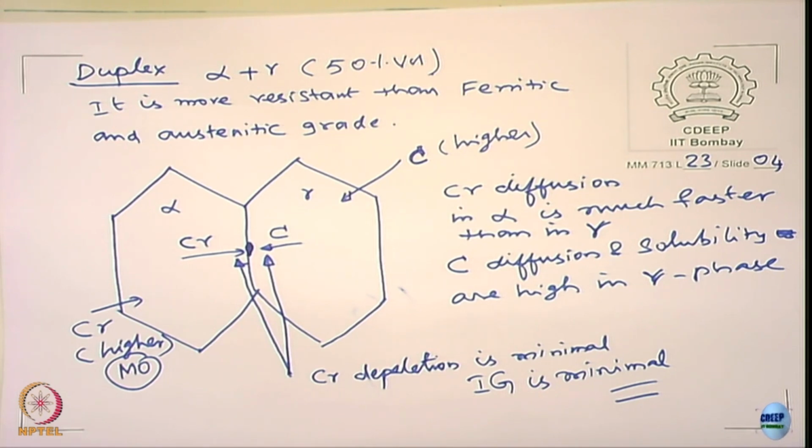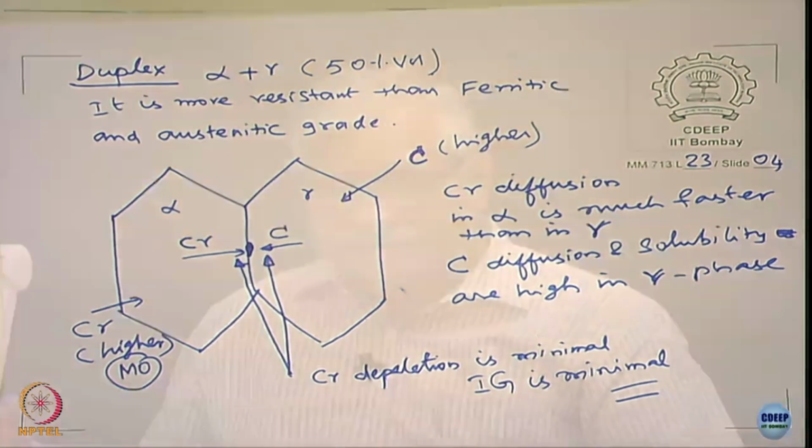So duplex stainless steels are generally more resistant to IGC as compared to austenitic grade and ferritic grade. Of course, in modern stabilized stainless steel, the issue does not come into picture because they nucleate in the grains. Of course, there the corrosion resistance of modern stabilized stainless steel falls because of the tempering process.